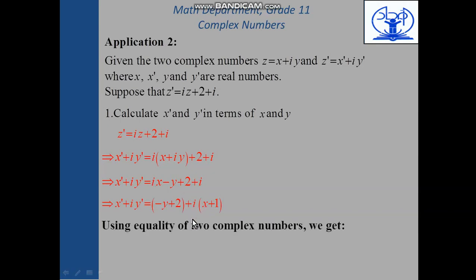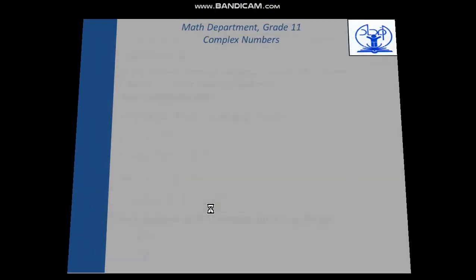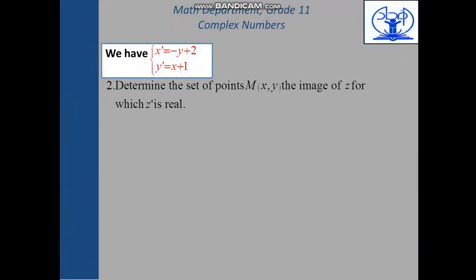Now, using equality of two complex numbers, we get x prime, the real part of the complex number in the left member, is equal to the real part of the complex number in the right member. So x prime is equal minus y plus 2 and y prime equal x plus 1. So this is what we get in the slide before.